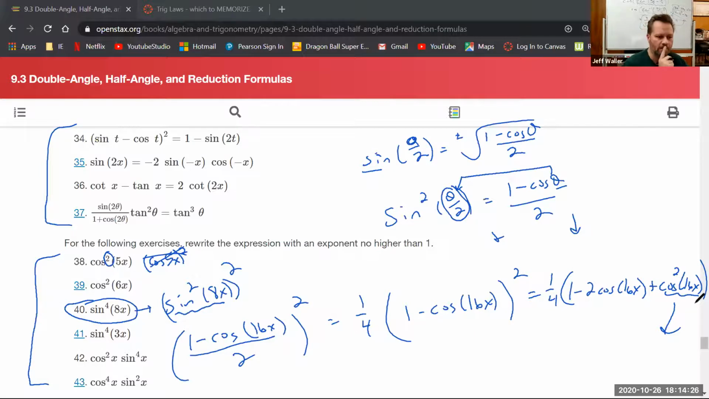Thank God. So the higher the power gets, the more little steps I'm going to have to take to reduce the power. So my first step went from a 4th power to a 2nd power. And then my next step is going to take that 2nd power piece and make it a 1st power. Then everything's to the 1st power, right?